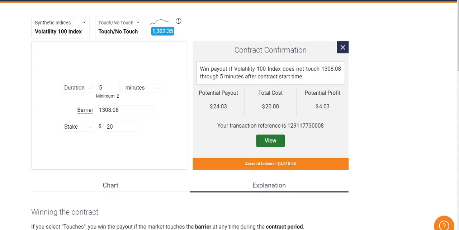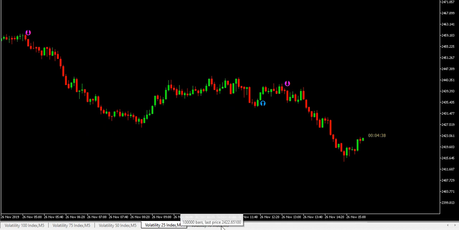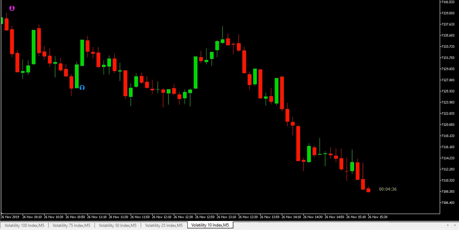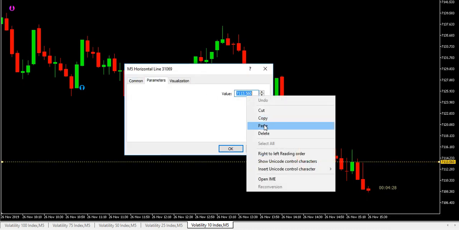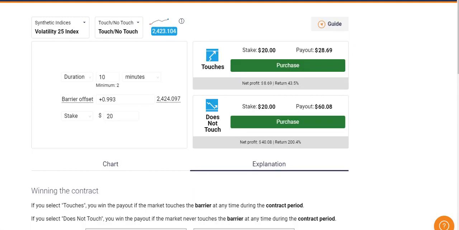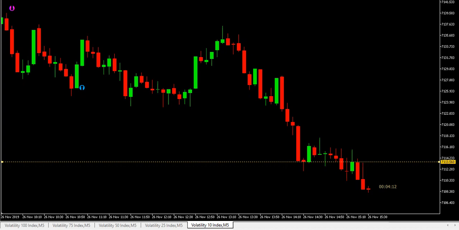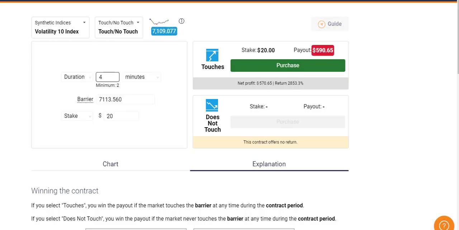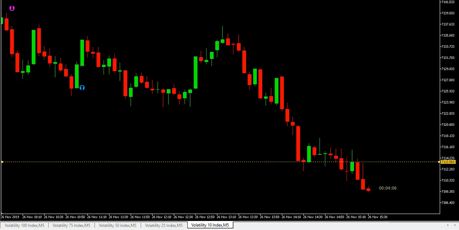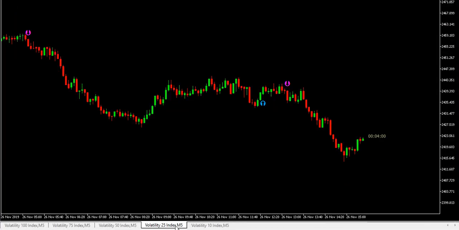We can leave it and open another option for another pair. Maybe 75. No, doesn't look nice. This one, maybe there could be a nice option here. Price will not go back to touch that level. Select that. This is volatility index 10 for the remaining 4 minutes. So it will not go back to touch that price. The broker is aware this will not possibly touch, so the broker is not allowing us to enter that trade. But let's leave it. I don't like being a risky trader.